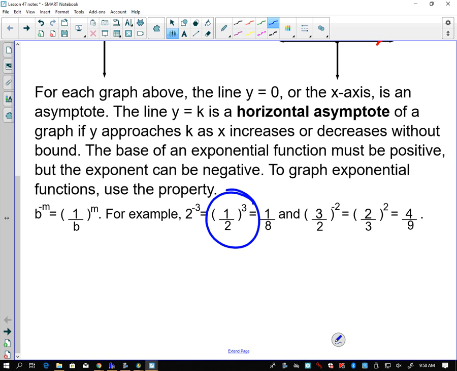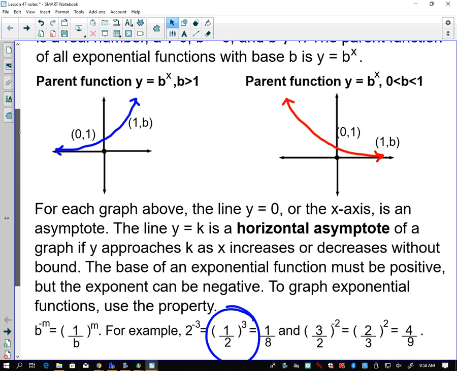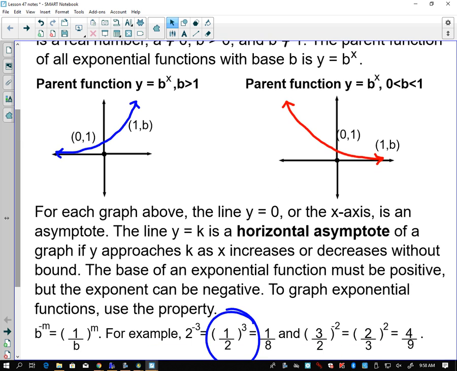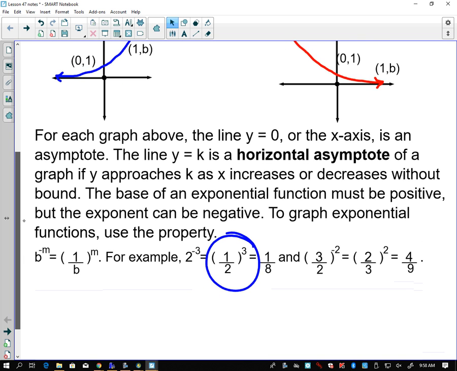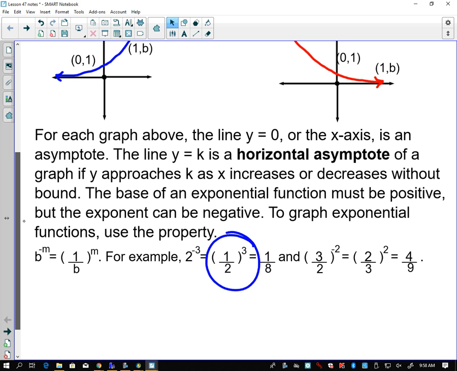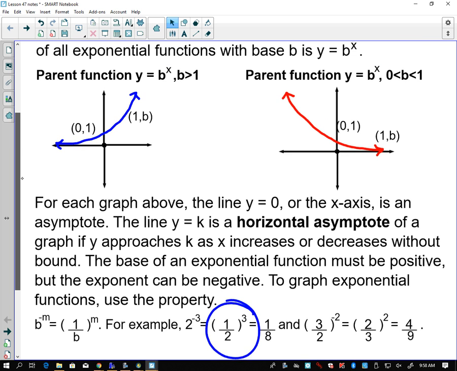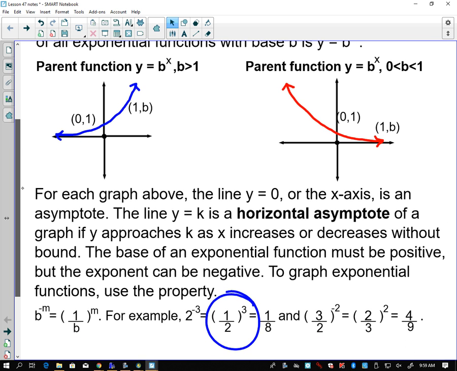X is 1? No, x isn't 1. We can scroll back up real quick so you can see. Let's go back up here. Okay, look at your parent functions. What is x in our problem? Oh, it's 3, right? So 3 is my exponent. All right, 1/2. What is my b?